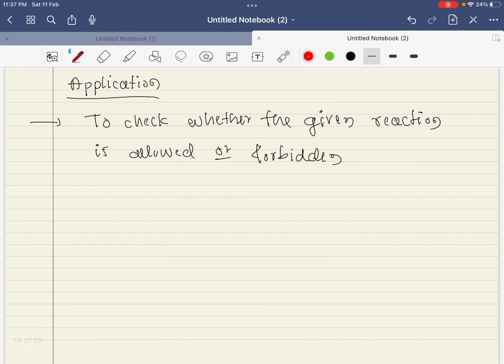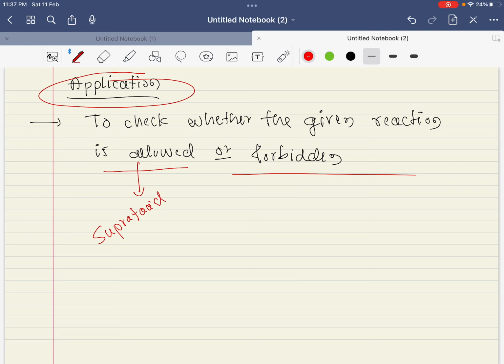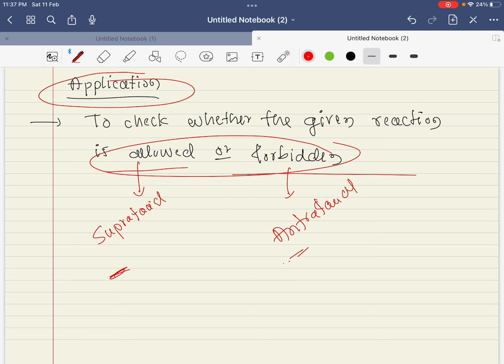Then what is the application of suprafacial and antarafacial? The application is to check whether the given reaction is allowed or forbidden. Remember, the reaction is allowed when it is suprafacial. The reaction will be forbidden when it is antarafacial. We'll see this concept, allowed and forbidden, by seeing some examples.